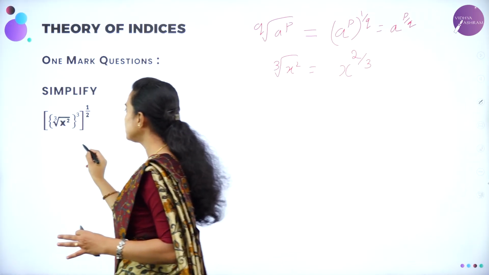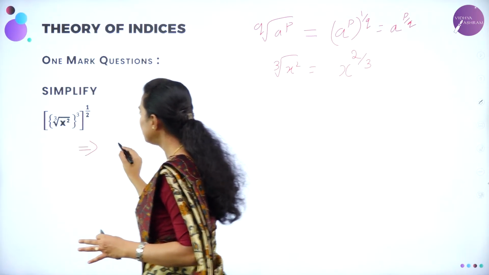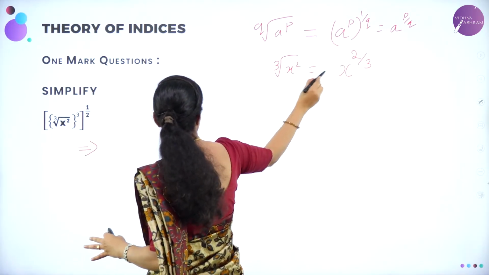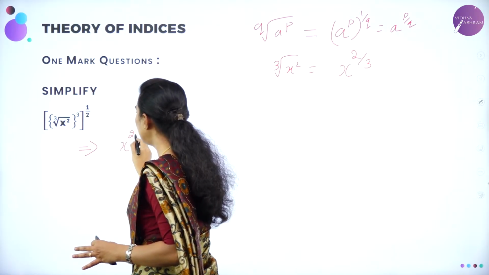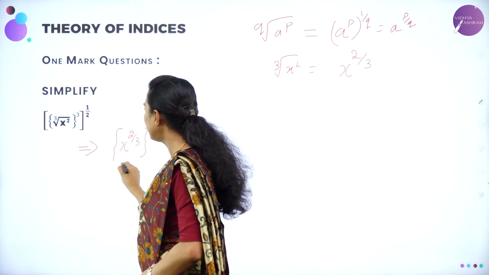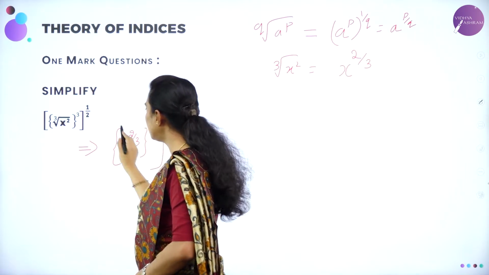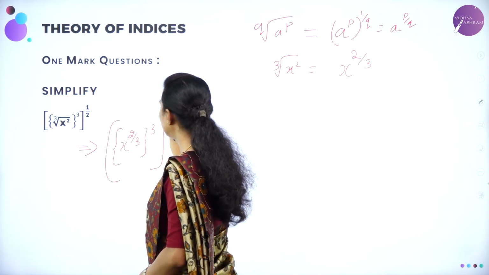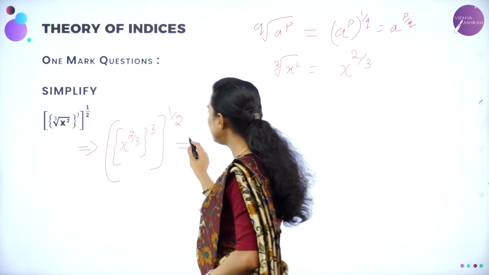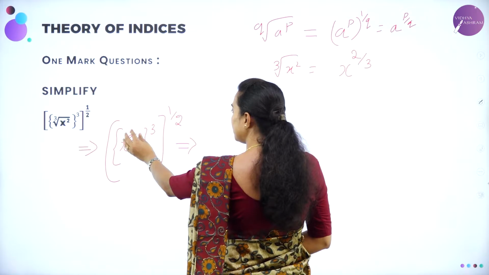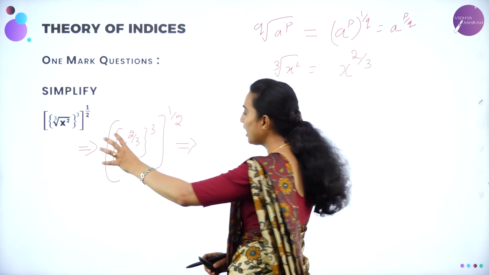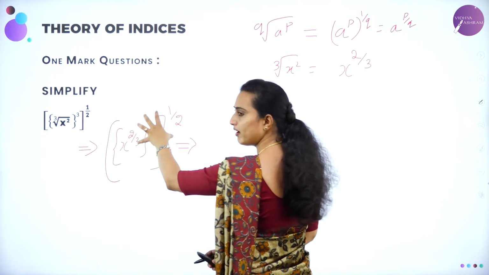So what happens here? The cube root of x squared, I have written, is x to the power of 2/3, whole to the power of 3, whole to the power of 1/2. Let it be like that. So here x to the power of 2/3 whole to the power of 3 is like a power m whole power n.